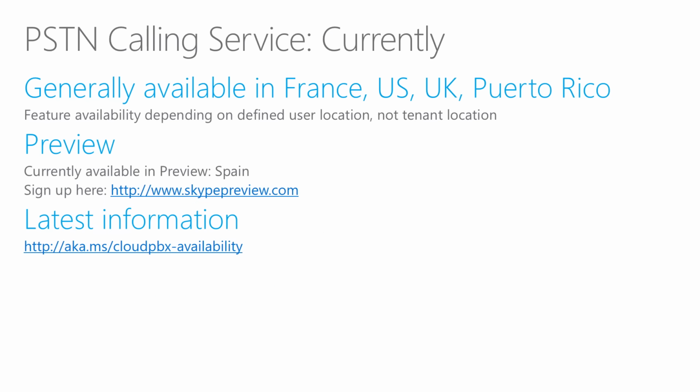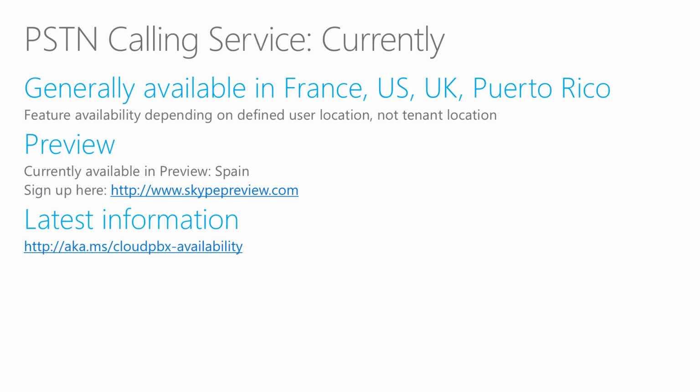So where can you get PSTN calling services at the moment? Today, it's available in France, in the United States, in the United Kingdom, and in Puerto Rico. It's important also to understand the feature availability is depending on the defined user location, not where you created your tenant. So you can create a tenant in a different country. Maybe you created your tenant in Austria, but then you have users in France, in the US, in UK, in Puerto Rico. So these users have a defined user location, and you will be able to give these users Cloud PBX with PSTN calling service.